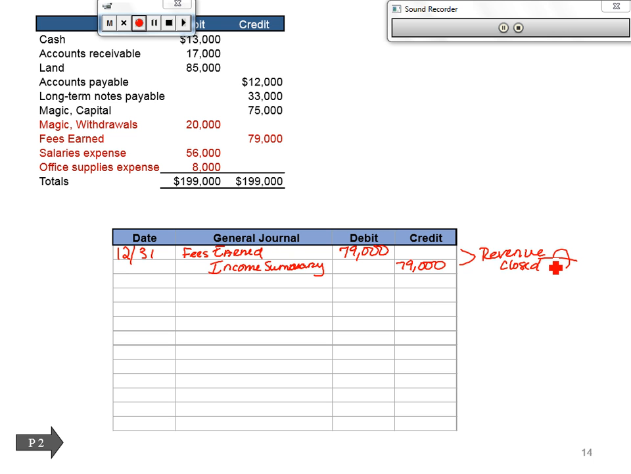Okay. What's the next step? This was step 1. Step 2: close expenses. So we have 2 expenses up there, right? And you've got to do the opposite in order to close them, so we credit them. So we debit what first? Income summary. The debit still comes first. Okay.